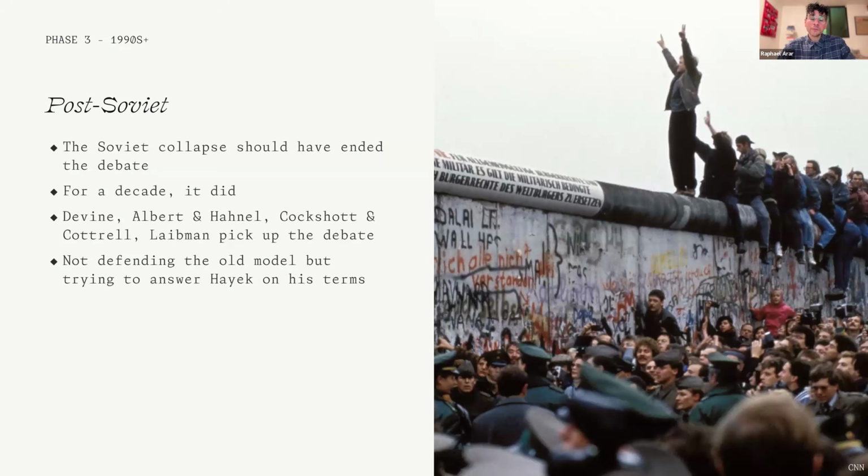So I'll walk through each of these models in the next section, but we should hold on to the fact that the four of them are trying to answer the Hayek challenge. They're not ignoring it. They're trying to design institutions that can do what Hayek said only markets could do. This is a really serious attempt here.